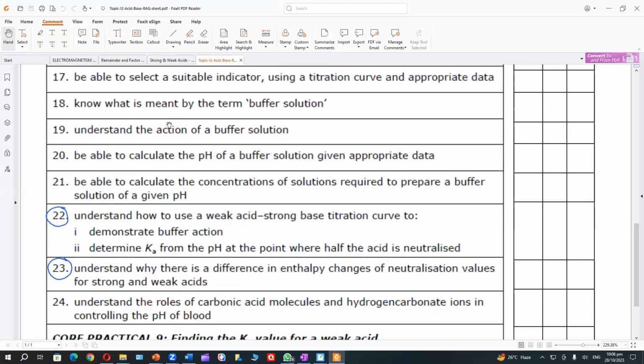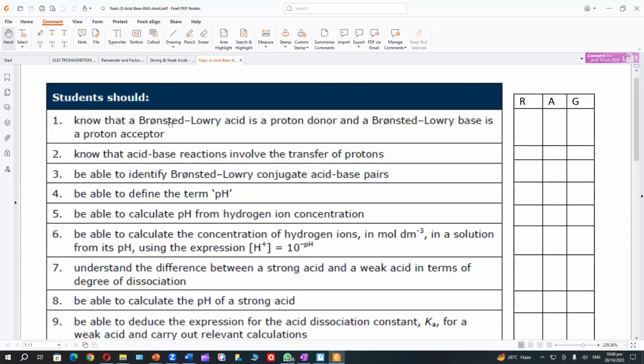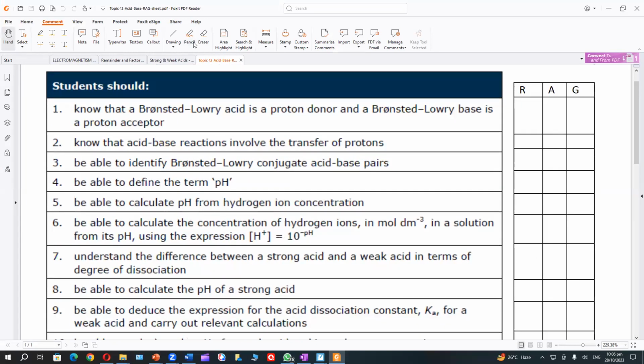I want to show you only one thing, because that will help you a lot when you plan your final studies. Look at this, this is the syllabus. Now read the first line. Bronsted acid is a proton donor and the base is a proton acceptor.